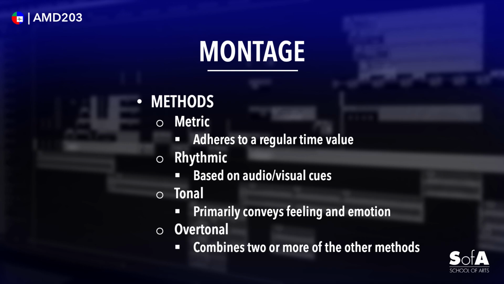And finally, we have overtonal montage, which combines two or more of the other methods to produce a varied and often more powerful effect on the audience. And the example I have below is from the Brian De Palma film, The Untouchables. And this scene that takes place entirely in slow motion utilizes metric, rhythmic, and tonal montage, separately at different points during the scene and sometimes even simultaneously. Check it out and see if you can pick out where that happens.